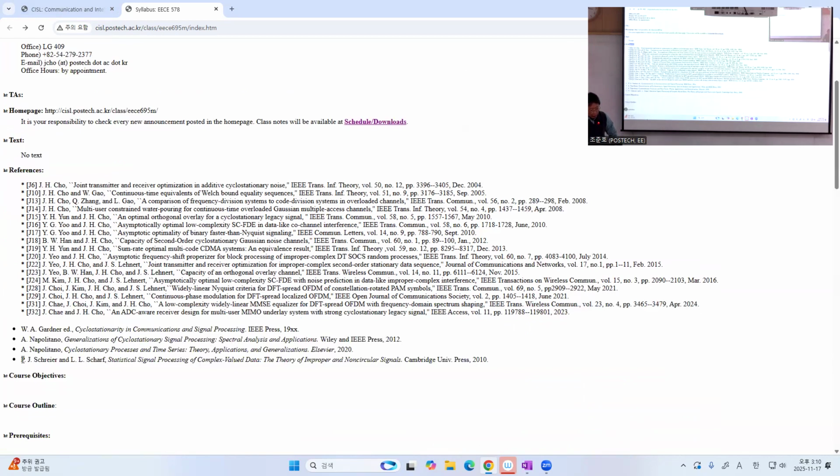So this year, the references, and the last one, Schreier and Scharf's Statistical Signal Processing of Complex-Valued Data. This book has part 3, all related to complex random processes with impropriety, but they focus on second-order cyclostationarity. So if you read part 3, you will find a lot of the things I've mentioned today and last Thursday. Got it? Yeah, this is good.